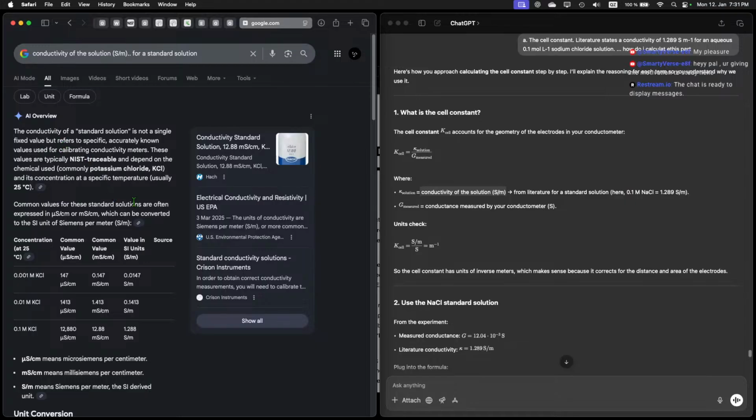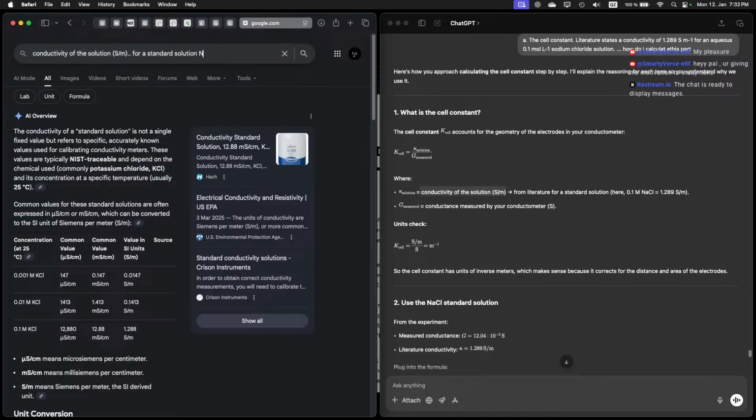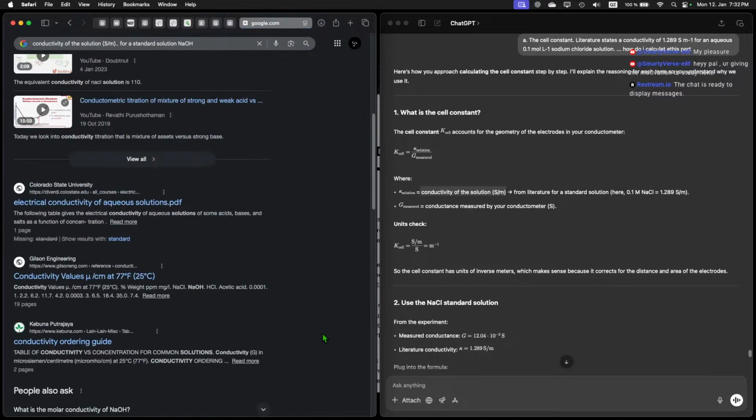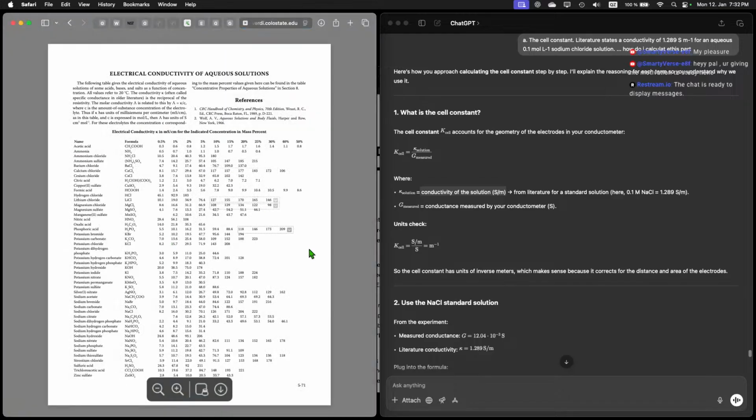The conductivity of a standard solution is not a single fixed value for KCl. Why do we just get KCl? What about NaOH? Electrical conductivity aqueous solution PDF. Where's my boy? NaCl, sodium chloride. 8.2 what? Electrical conductivity indicated concentration mass percentage. I think that's not what I should be going for.